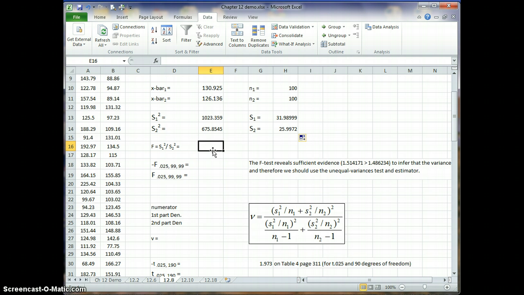And now for the F-test, variance 1 divided by variance 2. So equal, and then cell E13 divided by E14 gives us 1.51471.